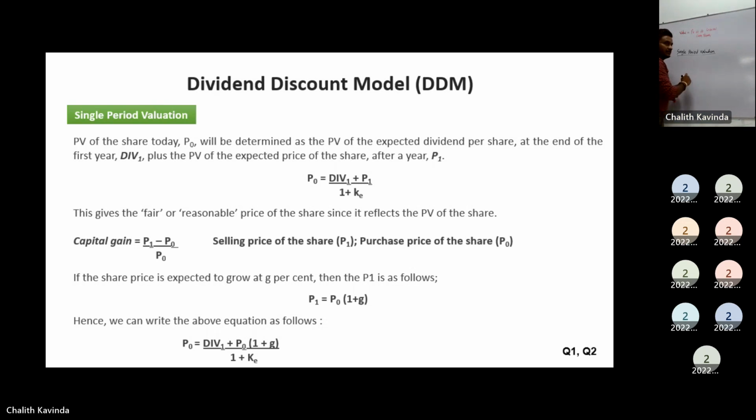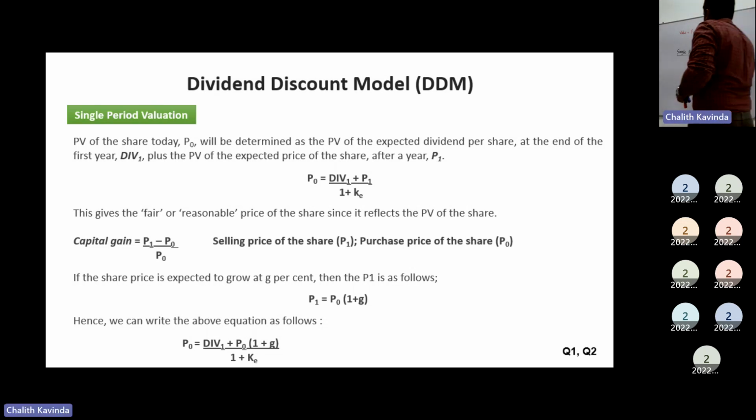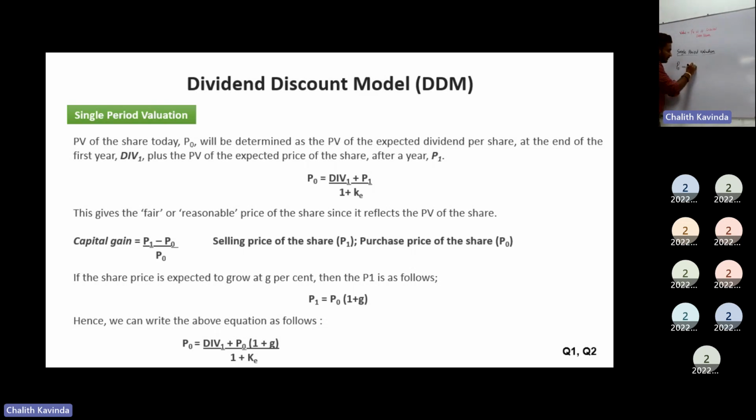So you know that the value of the share equals the present value of its future cash flows. Let's assume that you are holding a share for a 1 year period, and the company will also pay you a dividend of 5 rupees. Then at the end, you are going to sell the share at a price of 10 rupees, and the cost of capital rate would be 10%.